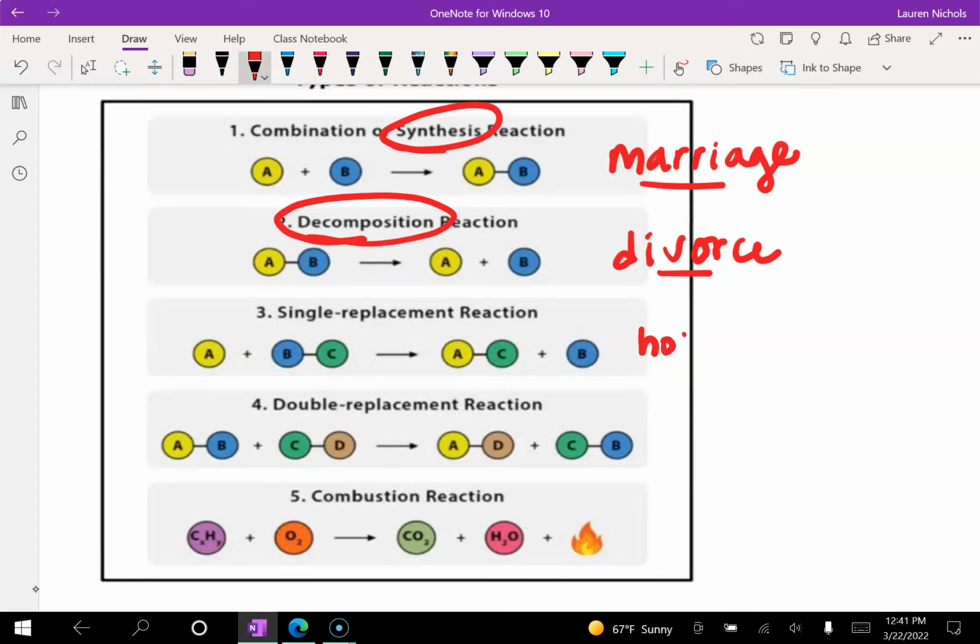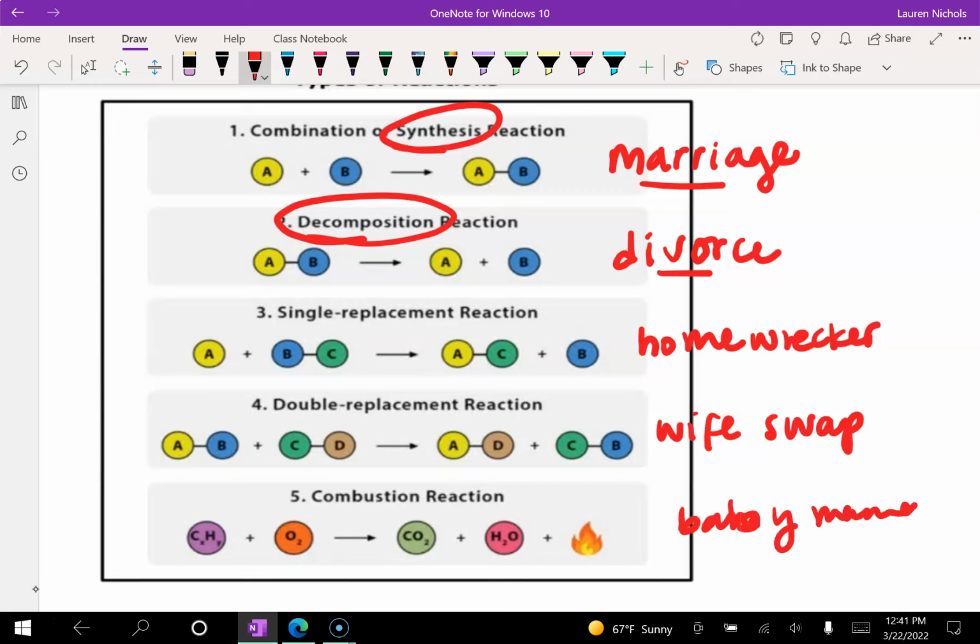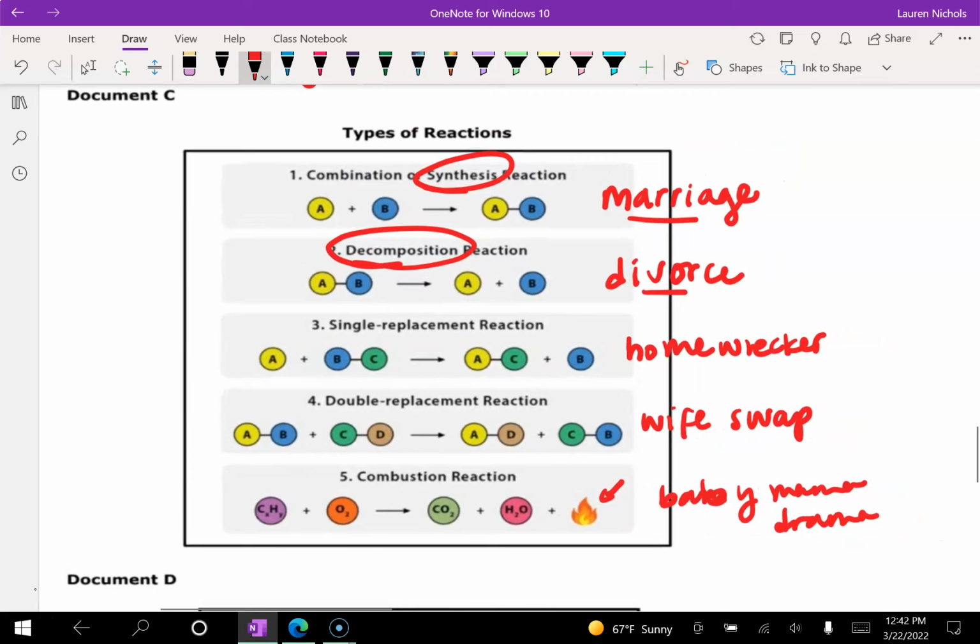Single replacement, remember in class we called that one the home wrecker. Double replacement was wife swap. And combustion reaction was baby mama drama. And that's because it blows up in your face and it produces a lot of fire, a lot of crazy. So we have those types of reactions.